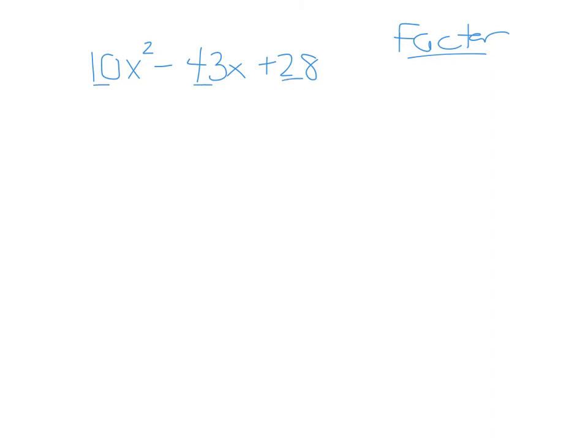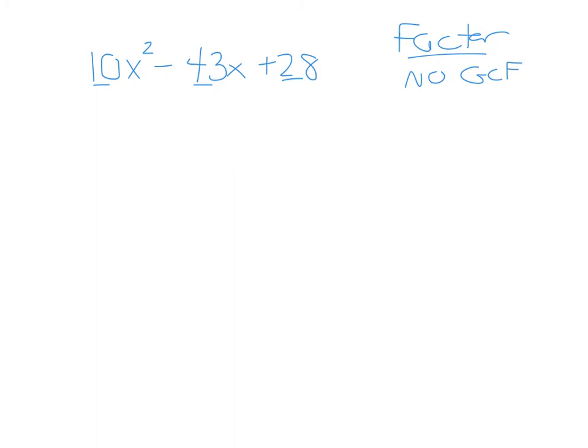The next example, a little bit harder because the numbers are higher. So I'm going to give you a new trick. 10x squared minus 43x plus 28. Again, it's a trinomial. The directions say factor. I'm looking for a GCF. 10, 43, 28. No GCF.